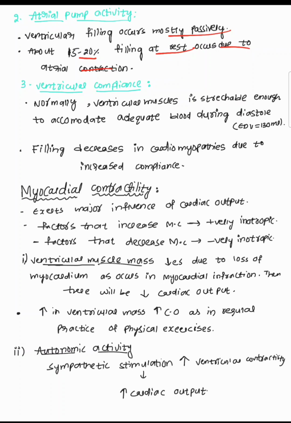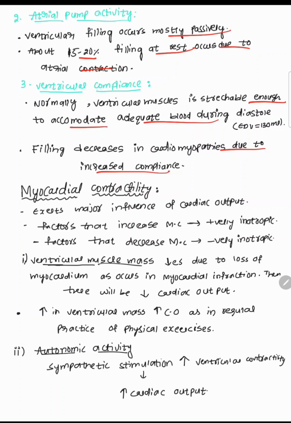Normally, ventricular muscle is stretchable enough to accommodate adequate blood during diastole. Filling decreases in cardiomyopathies due to increased compliancy. In cardiomyopathies, the stretchability of the ventricular muscles is lost, meaning there will be increased compliancy. Due to this, they accommodate less blood. When there is less blood, there will be less contraction and decreased cardiac output. We see that aged people have less cardiac output because of this, one of the reasons.